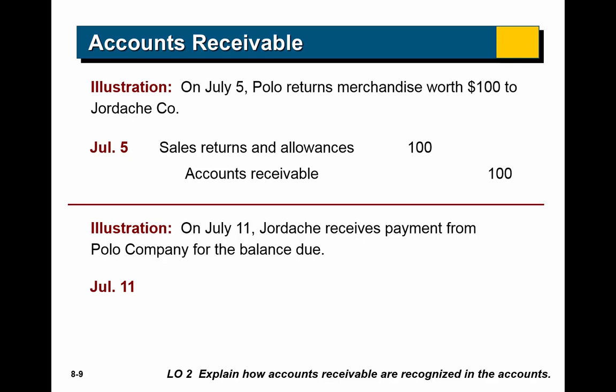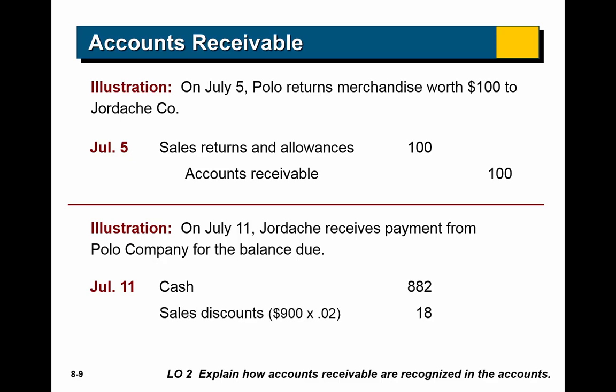On July 11th, DoorDash receives payment from Polo Company for the balance due. So if they originally owed us $1,000 and then we credited them $100, they should owe us $900 now. Well, I almost messed up. Plus they took advantage of the discount. Remember, we did that in the previous chapters as well.